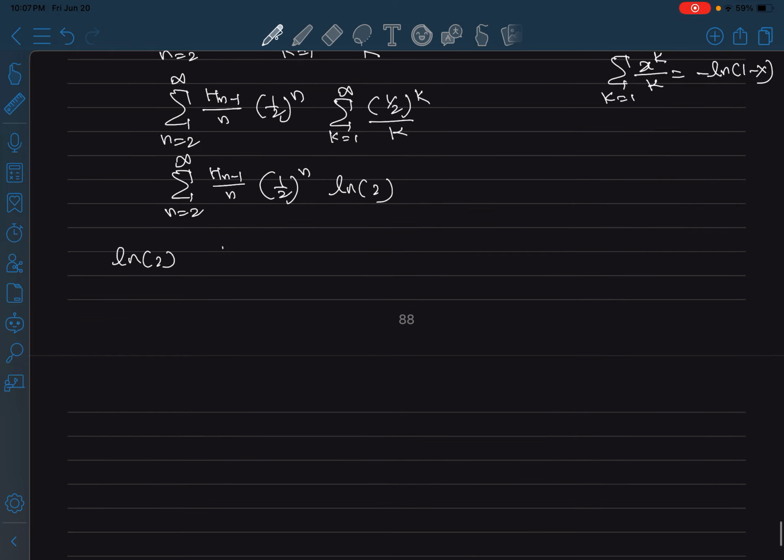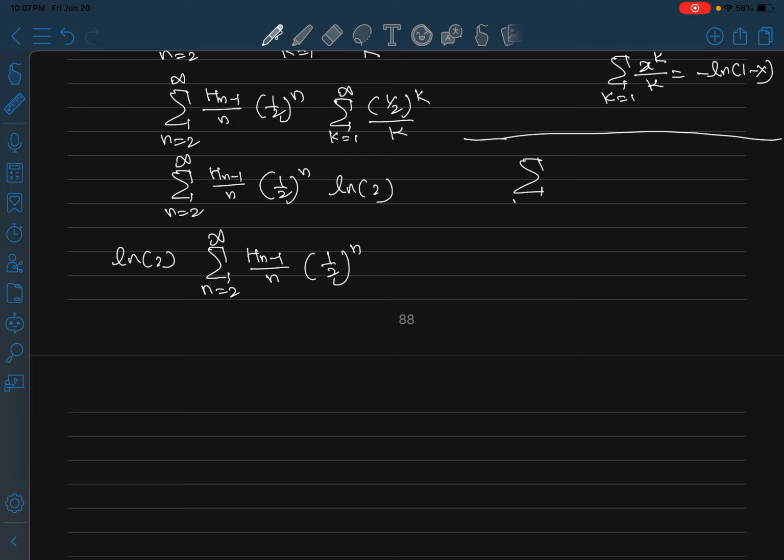Now we have the sum from n equals 2 to infinity of n minus 1 by n times half to the power n. Before we proceed ahead, let me first tell you the generating function for the harmonic number. So let me first tell you about this.